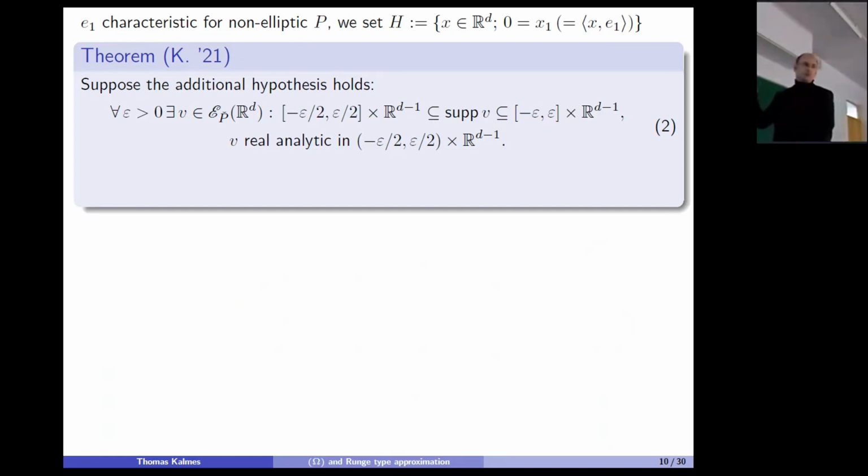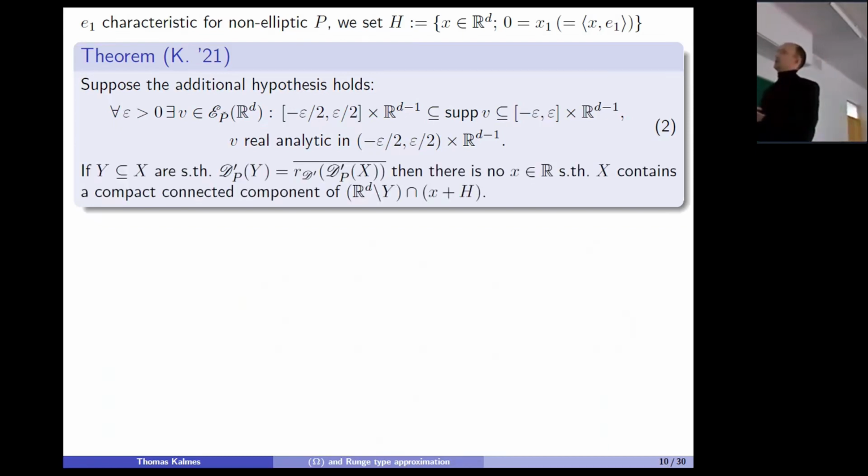So the support is, of course, the complement of the largest open set where our function v is equal to 0. And the support should be contained in this narrow slab. And we ask that our function is real analytic in the slab minus epsilon half, epsilon half times R^(d-1). If this additional hypothesis holds, then we obtain the following necessary condition for dense range between the distributional zero solutions.